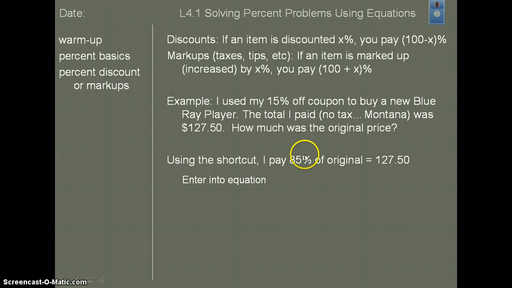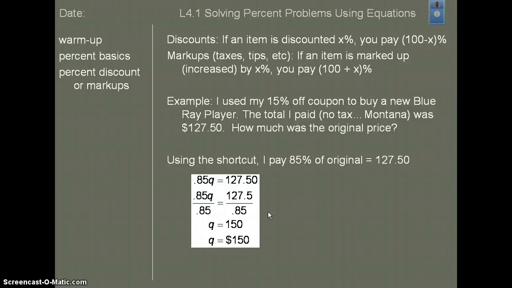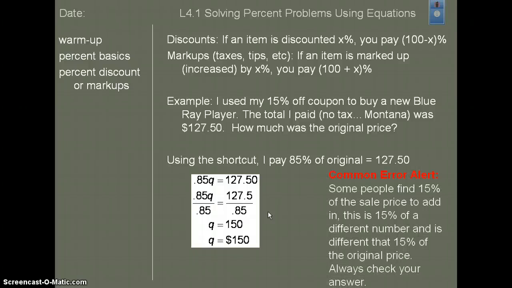Right here I can see my percent is 85%. The original is unknown, and the result is $127.50. So I'm paying 85% of the original, and that's equal to $127.50. I'm going to undo my multiplication, dividing by 0.85, and come up with Q equals 150. Answer the question: $150 is the original price.